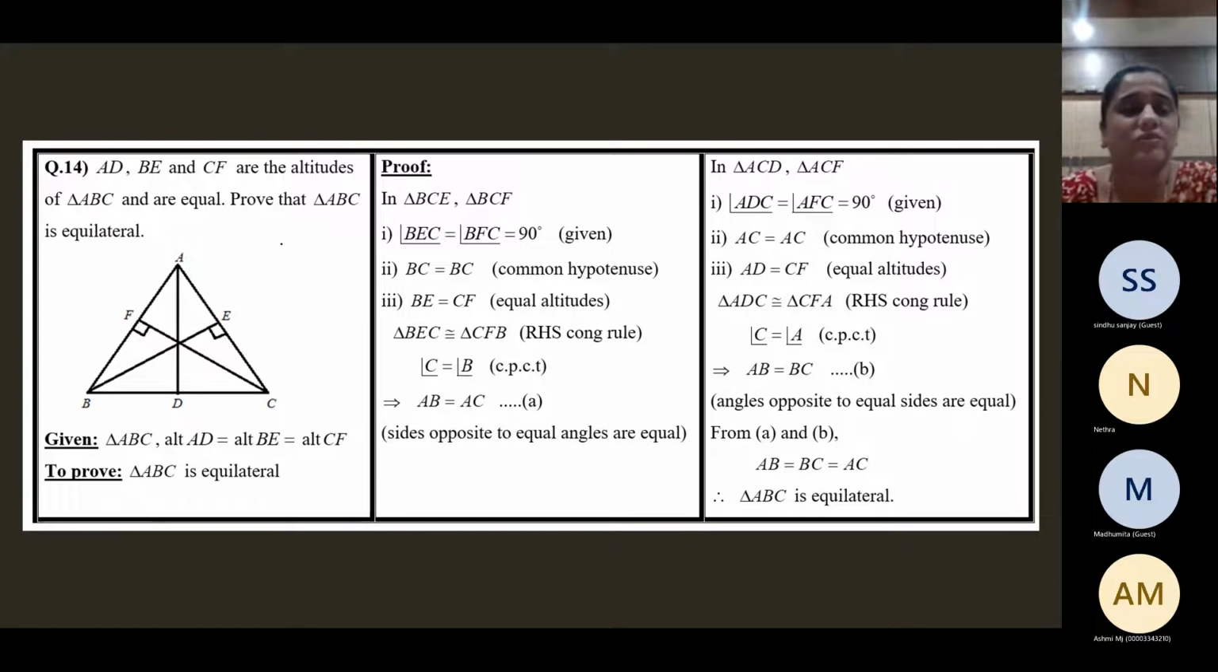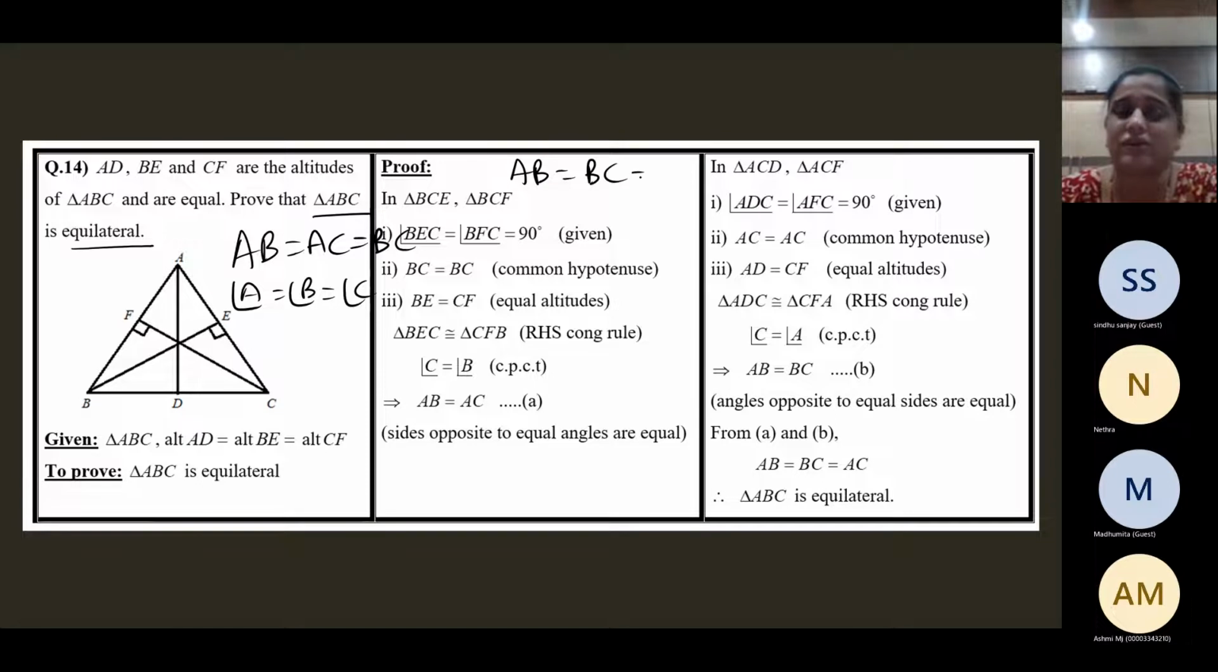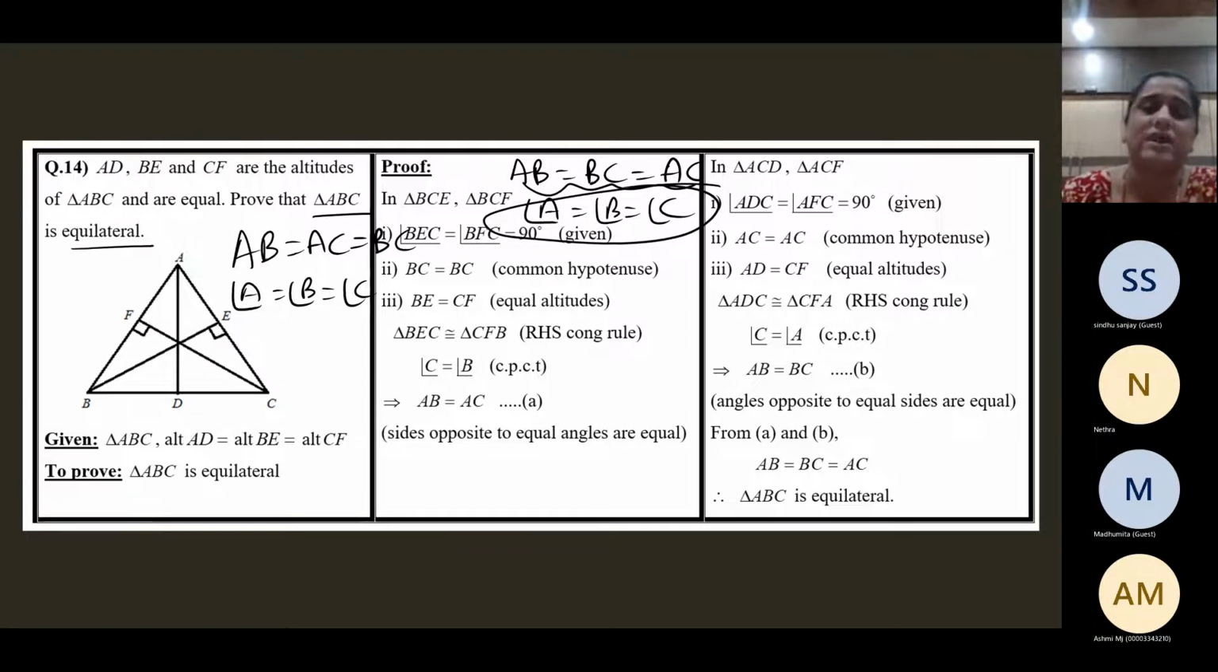Before that, I have to tell you that to prove that the triangle is equilateral, you don't have to prove that the three sides are equal. Like you don't have to necessarily show that AB is equal to AC is equal to BC. You can even show that angle A is equal to angle B is equal to angle C. To show that the triangle is equilateral meaning all the three sides are equal, we'll have to show that AB is equal to BC is equal to AC. If you cannot prove this, you can prove that angle A is equal to angle B is equal to angle C. This way also you can prove that it's equilateral.